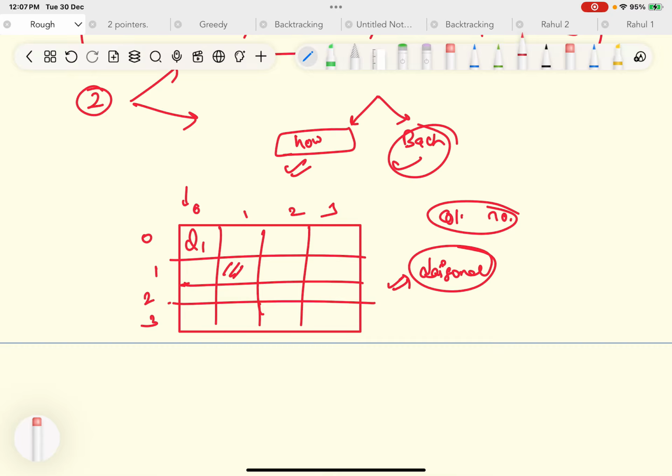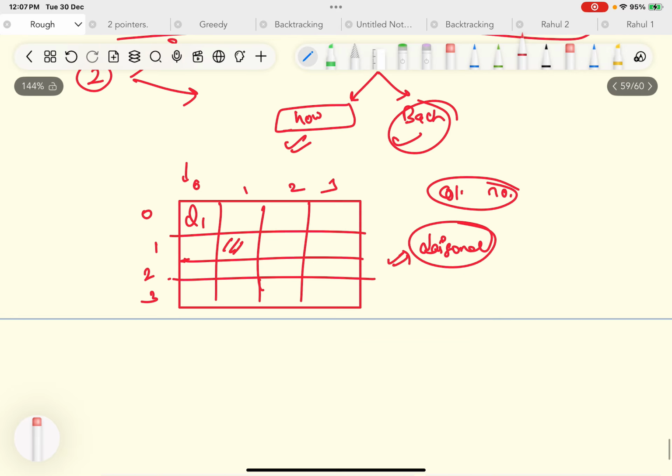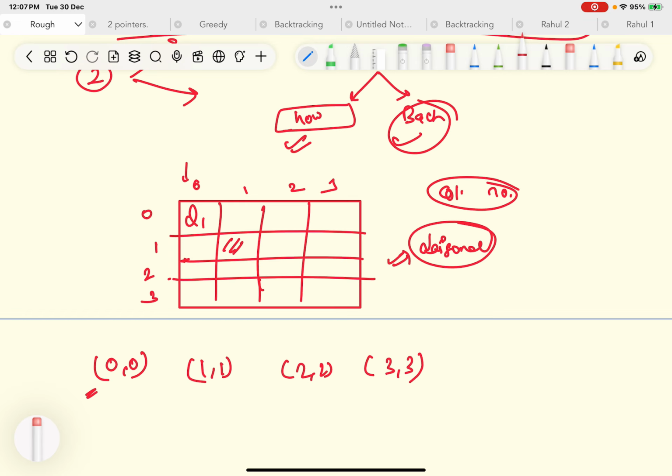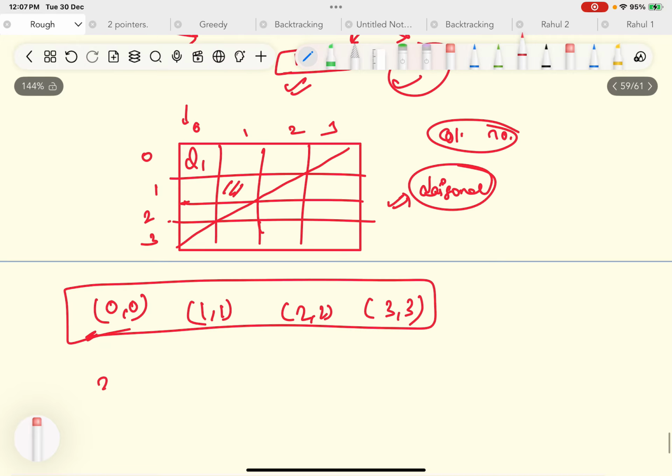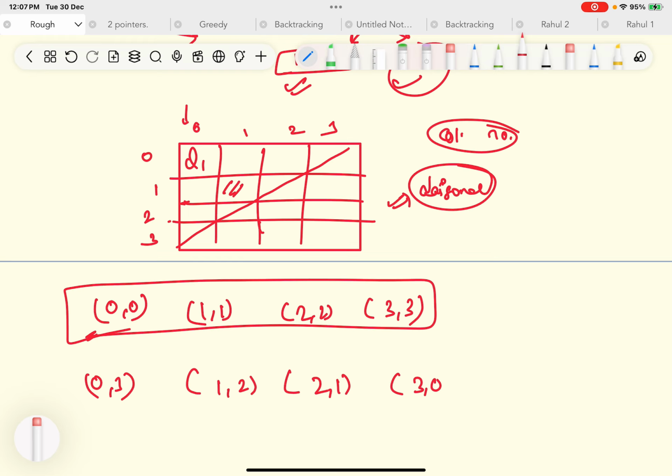So mathematically, how do we denote diagonals? Okay, let's see. If one queen is on 0 comma 0, we cannot put the other queens on 1 comma 1, 2 comma 2 and 3 comma 3. Can you find a pattern in this? Similarly, on this diagonal, if a queen is on 0 comma 3, we cannot put one on 1 comma 2, on 2 comma 1, or on 3 comma 0.